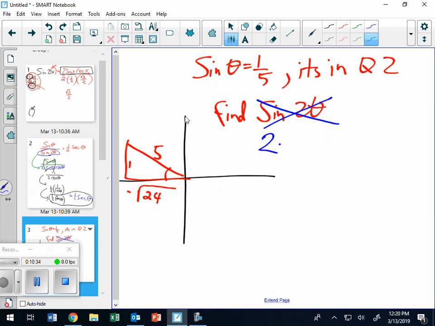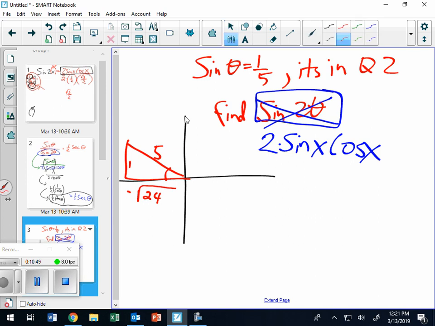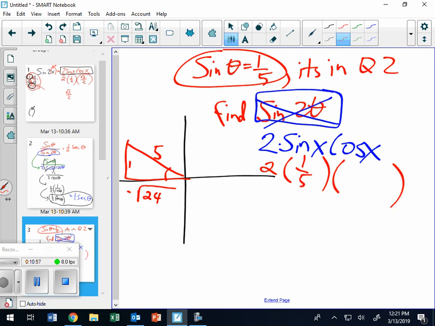Wait a minute. First tell me what it is. What's on the sheet? The sheet says what? 2 sine x cosine x. There you go. Good. That's what's on the sheet. Now we have to do what that is. 2 times what is sine x? That I can look over here for, or even up here. It's 1/5. And then cosine x, that's adjacent over hypotenuse, which is negative root 24 over 5.